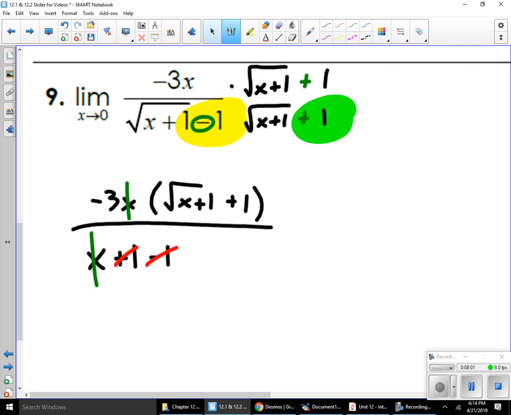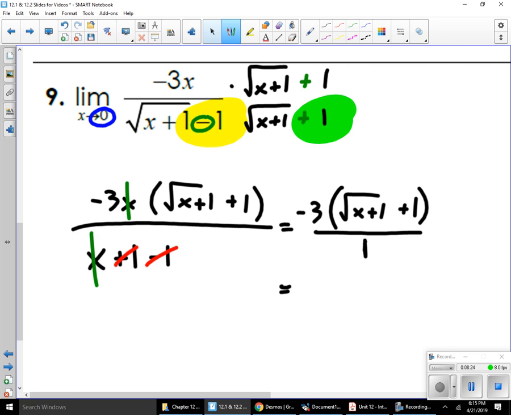So we do wind up with a negative 3 times this sucker, x plus 1, plus 1, all over, oh, nothing. So we did go ahead, we got rid of that x. That is what we wanted because we wanted the limit as x went to 0. So we got rid of the factor that was causing our indeterminate form. So at this point, it's just a quick substitution. Very nice.